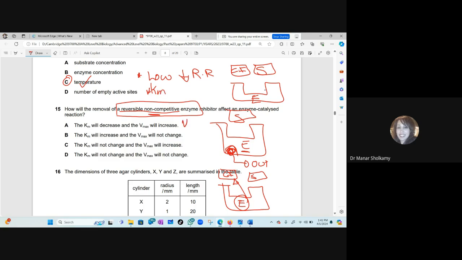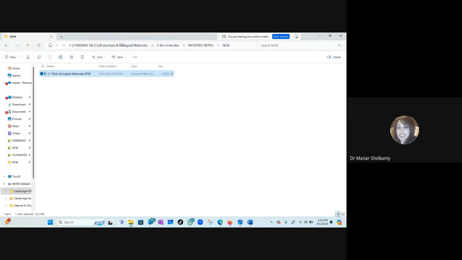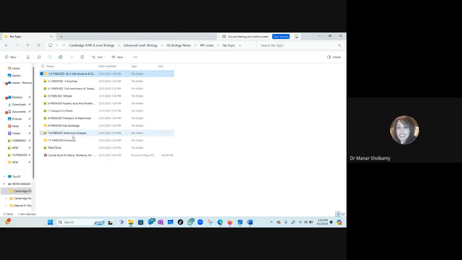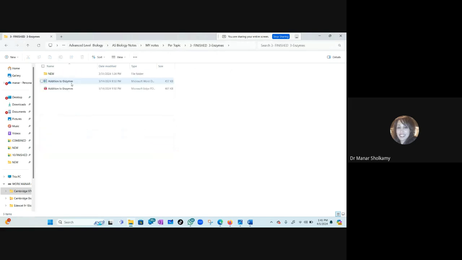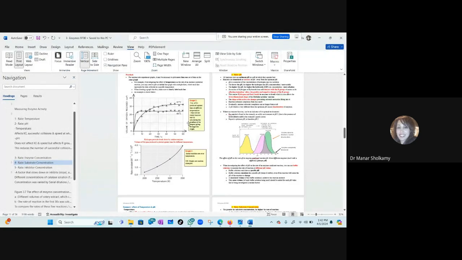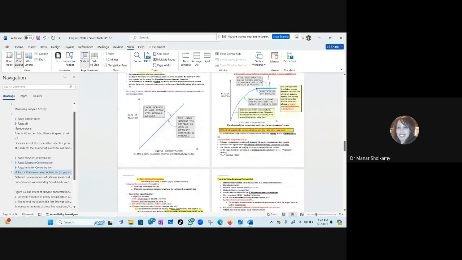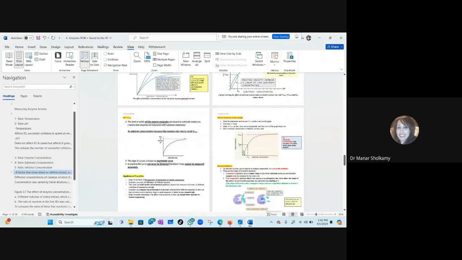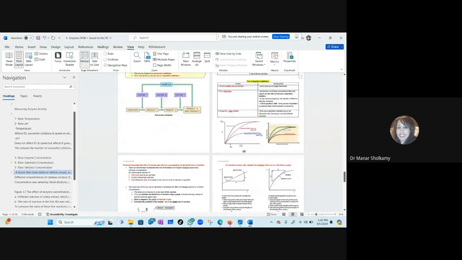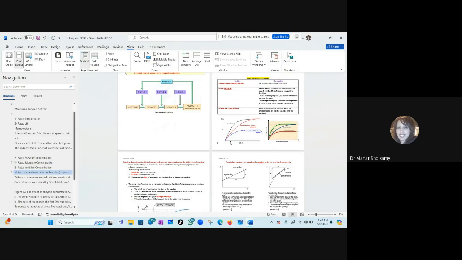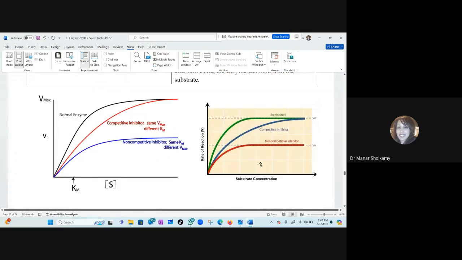But what will happen to the Vmax? In the presence of a non-competitive inhibitor, it will decrease. Let's remember together the graph. Let's go to enzymes because I'm revising lesson by lesson. Here, this graph is very important. The graph for the inhibitors. Here, you will have it in your notes.